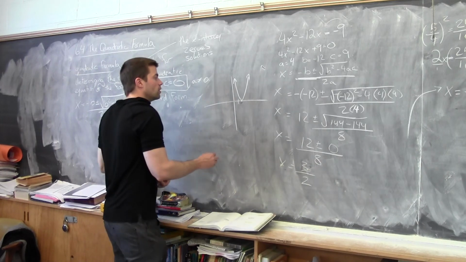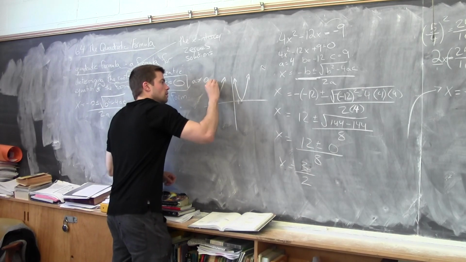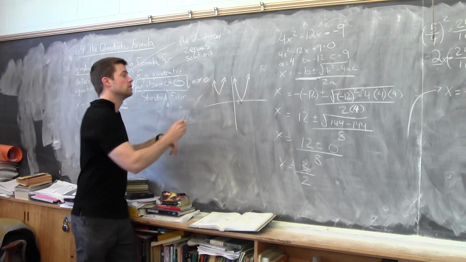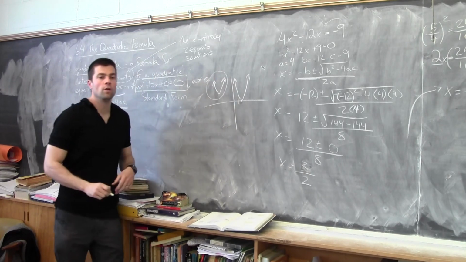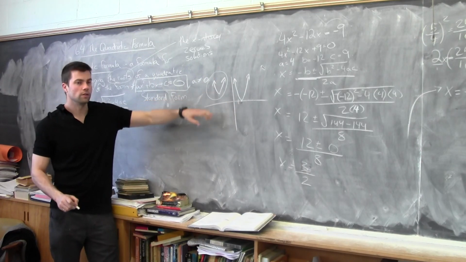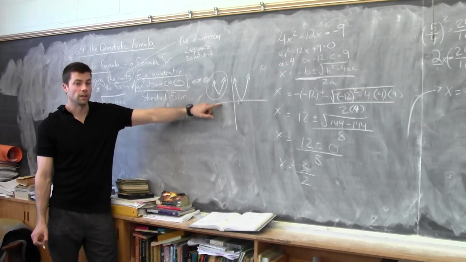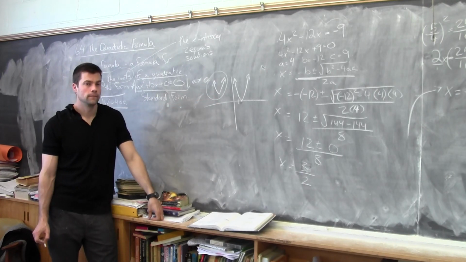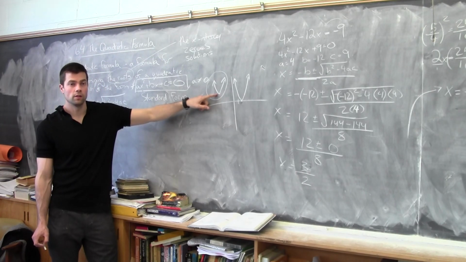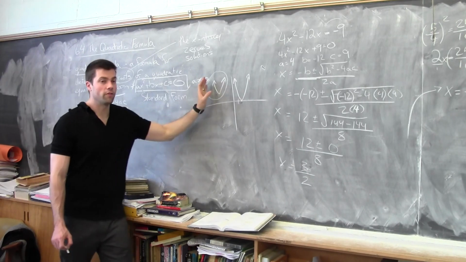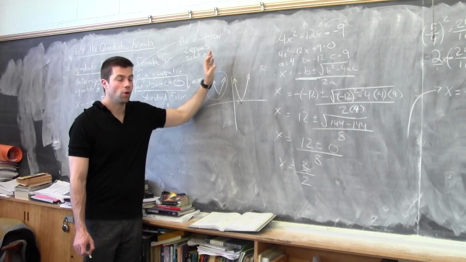What if we had a graph that looks like this? This is now the parabola that we're concerned with. What are the x-intercepts for this? Is there an x-intercept here? No. Does it hit the x-axis? No. Will it ever hit the x-axis? No, it never will.